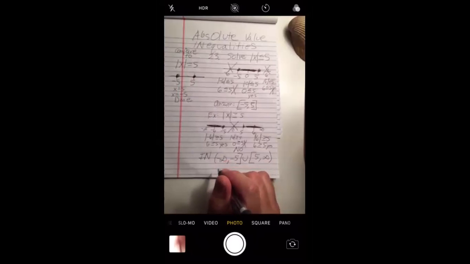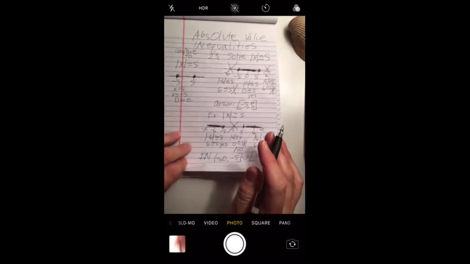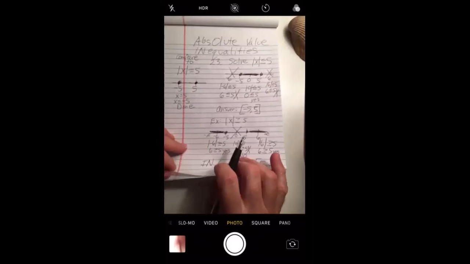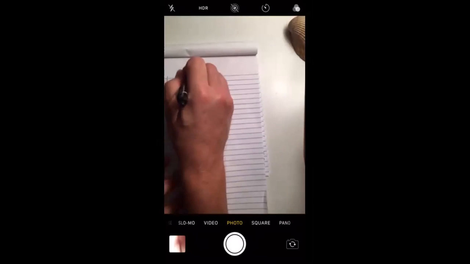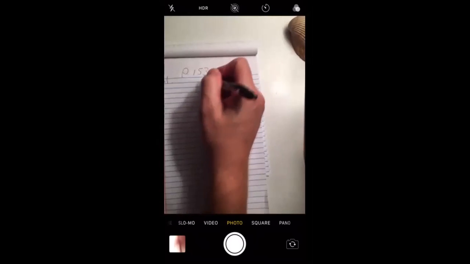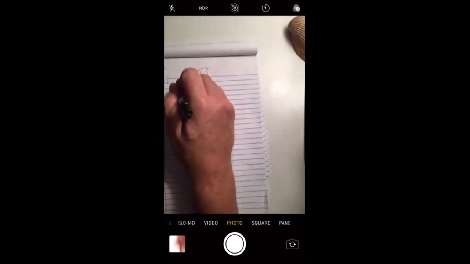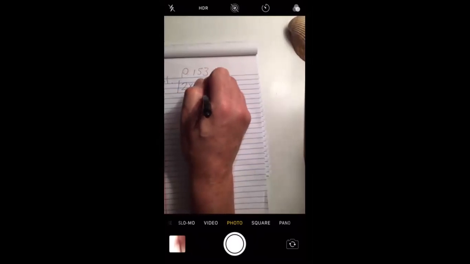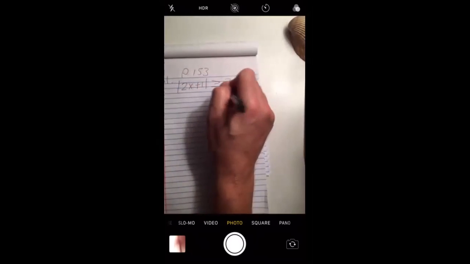Are y'all ready for another one? Yes. Let's try 31. Still off page 153. Absolute value of 2x plus 1 greater than or equal to 3.